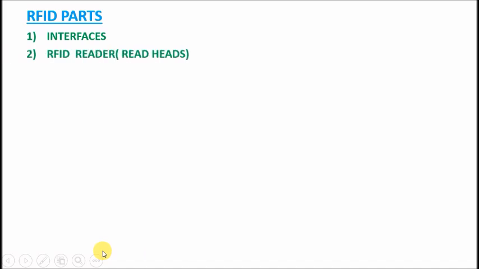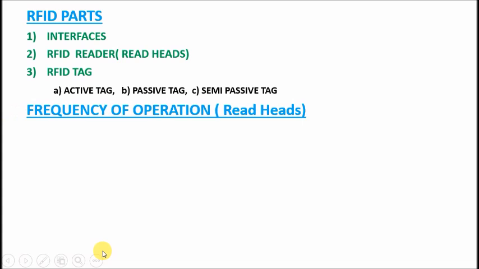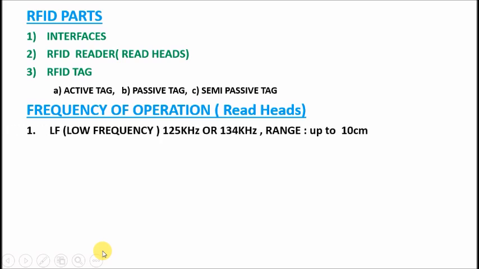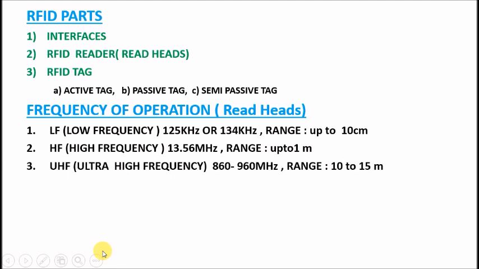RFID has different parts. One of the parts is named the interface, the second is known as the RFID reader or read heads, and the third is the RFID tag. RFID tags are active tags, passive tags, and semi-passive tags. The frequency of operation of the read heads includes low frequency, 125 kHz or 134 kHz, high frequency, 13.56 MHz, and also ultra high frequency, 860 to 960 MHz. You can see the distance range for each frequency.